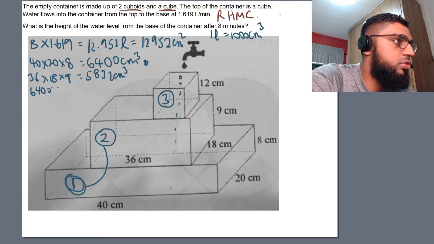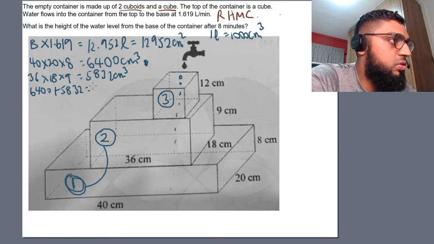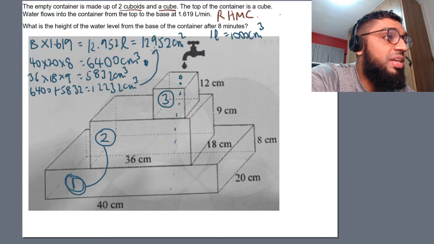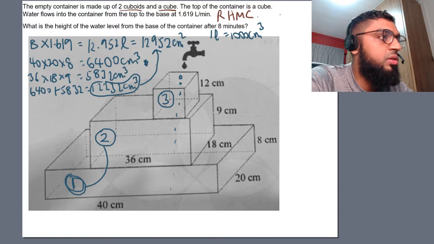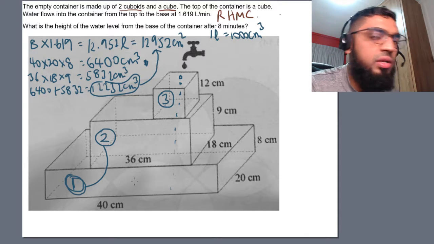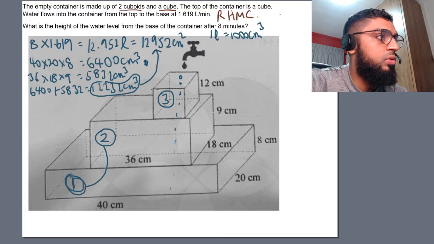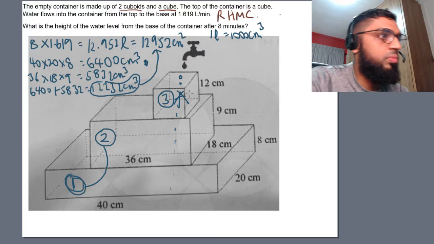So when you combine the first two cuboids, the total volume of these two cuboids would just be 6400 plus 5832. That will give us an answer of 12232 cm cube. Again, not enough, because we have slightly more water than the space in the first and second cuboid. The space in the first and second cuboid is 12,232, but the volume of water that I have is slightly more than that. It's 12,952.